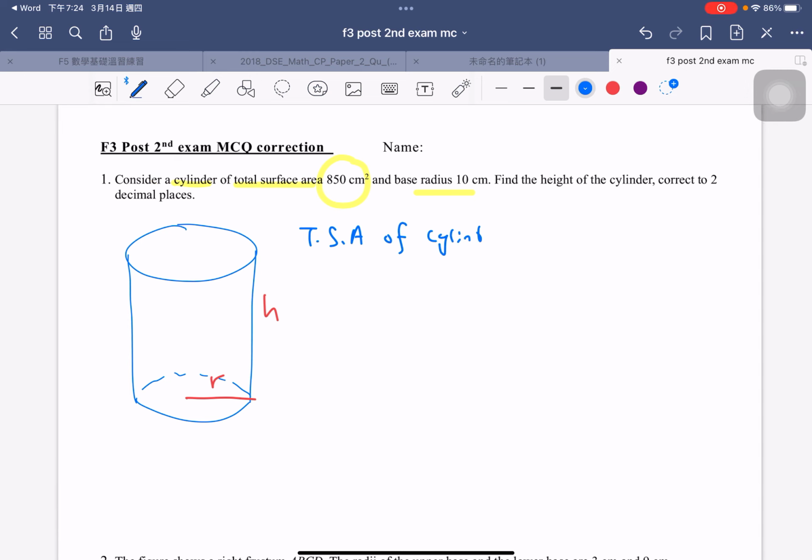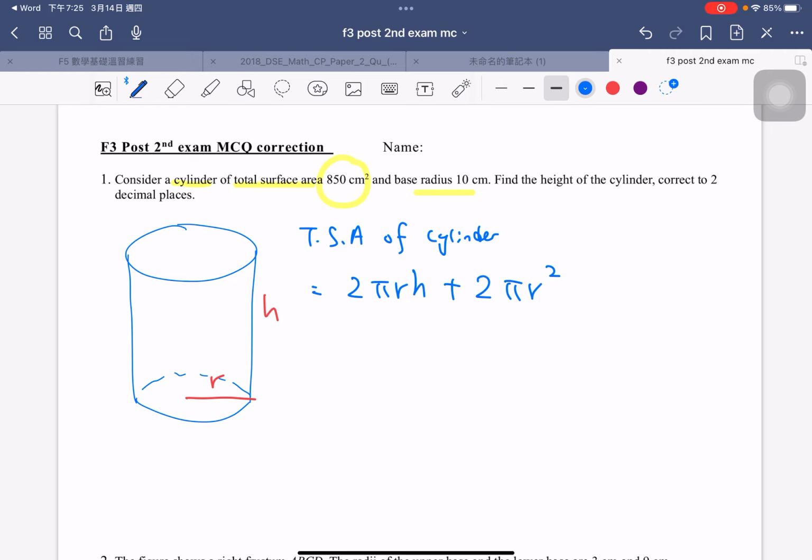So please remember what the TSA, the total surface area of the cylinder, is. First of all, in your exam, you should write down the general formula first, isn't it? So the TSA of a cylinder is equal to the base perimeter, which is 2 pi r, times the height, and then we plus 2 lots of the base area. The base area is just a circle, so plus 2 lots of pi r squared.